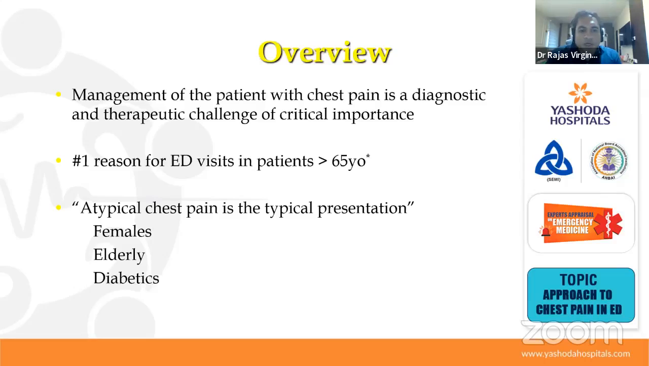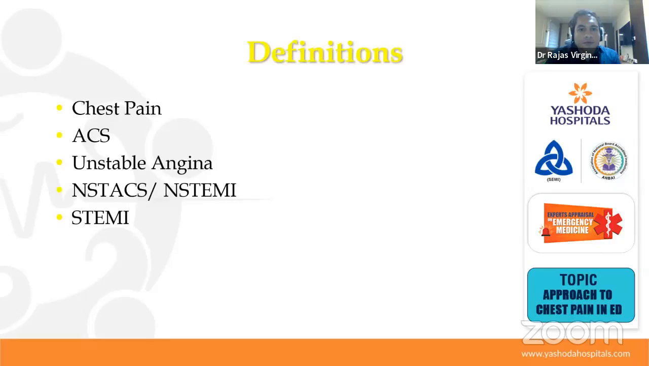Sometimes you might have an atypical chest pain as the presentation, especially in females, elderly, and diabetics who have a certain degree of autonomic neuropathy. So we will go through some definitions, that of chest pain, acute coronary syndrome, unstable angina, non-ST segment elevation ACS, and obviously ST elevation MI.